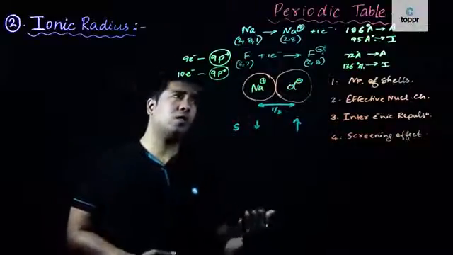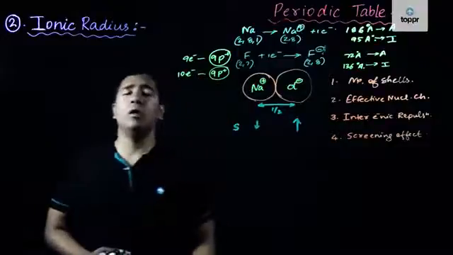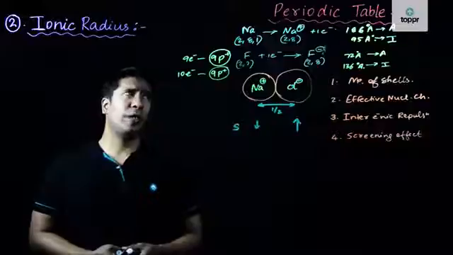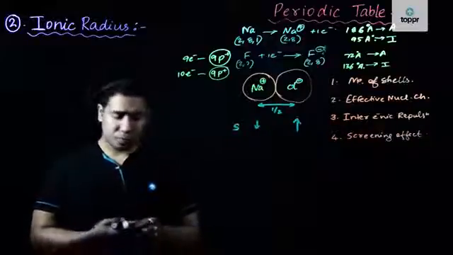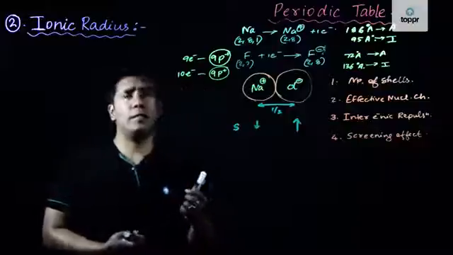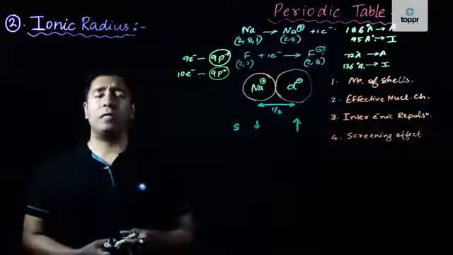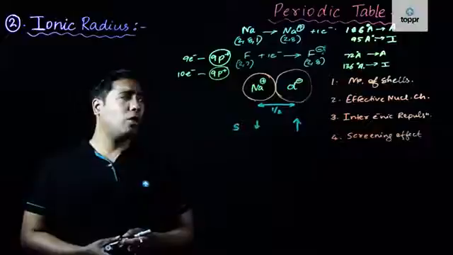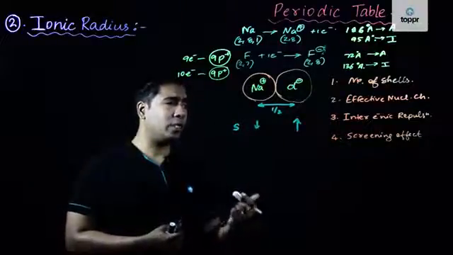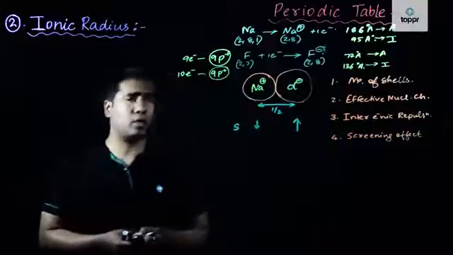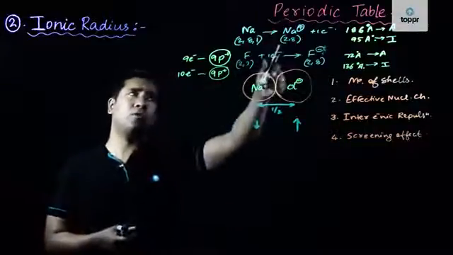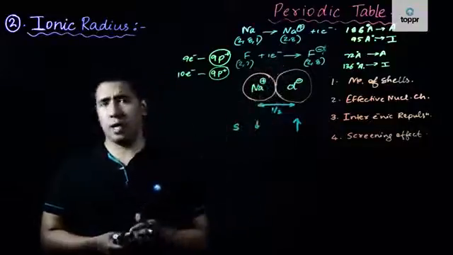So let us now study what happens as we go from left to right in the periodic table with respect to the ionic size. Let us see what happens in the case of the negatively charged ions. Now we know that we consider isoelectronic species. What is the meaning of isoelectronic species? An isoelectronic species is a species like the sodium Na plus ion and the fluoride ion.